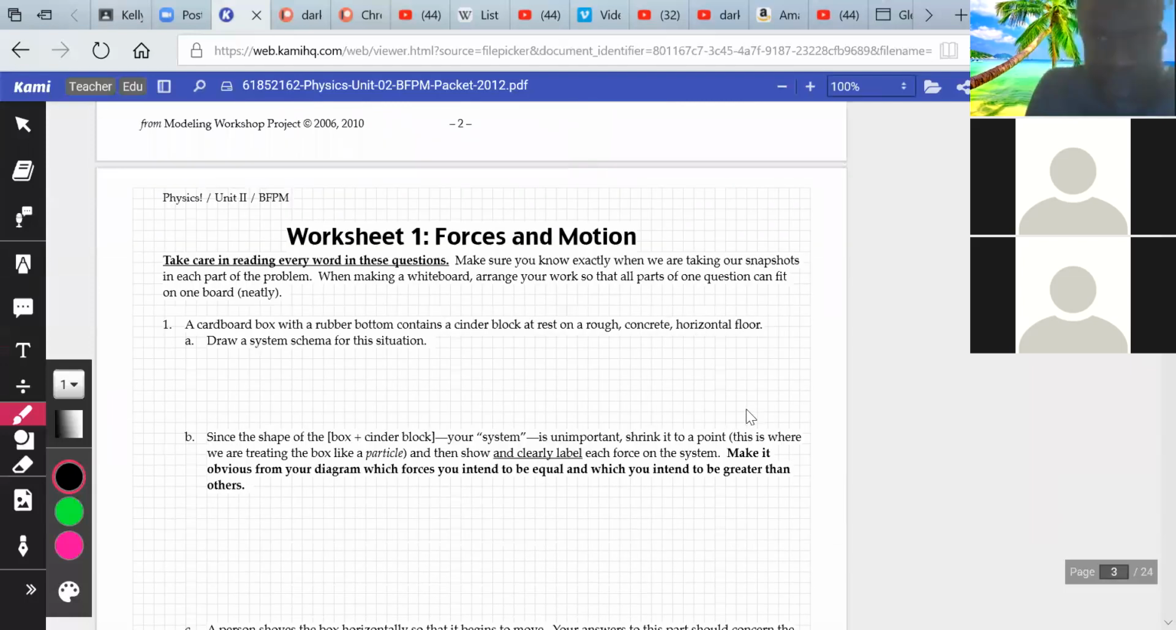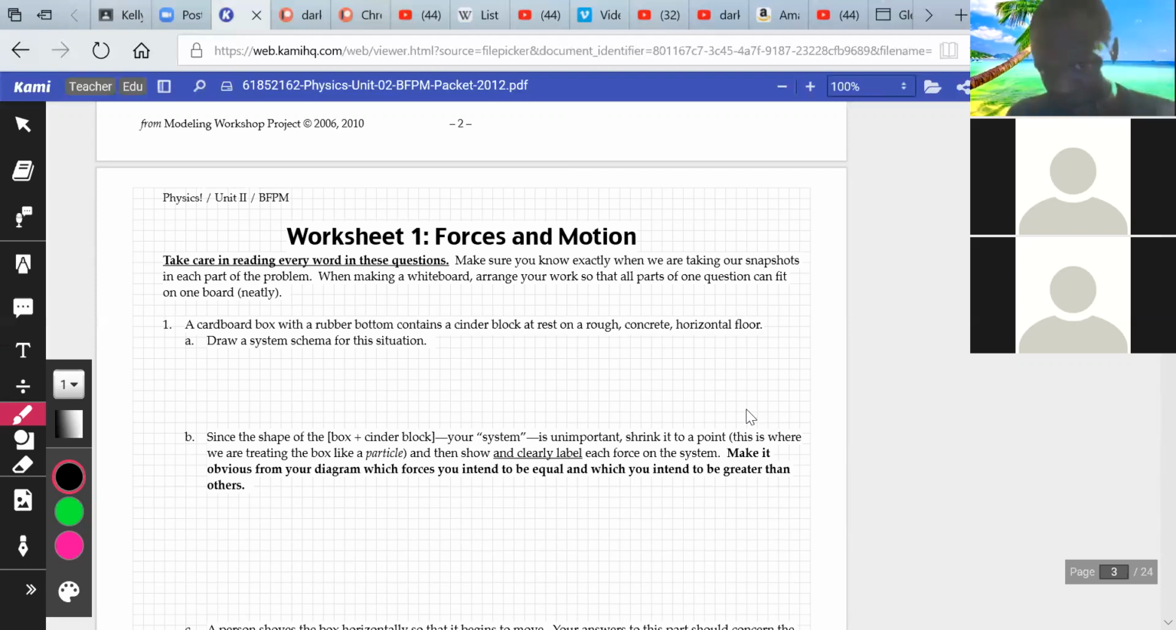Now going to the next page of the worksheet, let's work our way through this first section. And then I'll be giving you homework for the other pages. So let's talk about this. Take care in reading every word in these questions. Make sure you know exactly when we are taking our snapshots in each part of the problem. When making a whiteboard, arrange your work so that all parts of one question can fit on one board neatly.